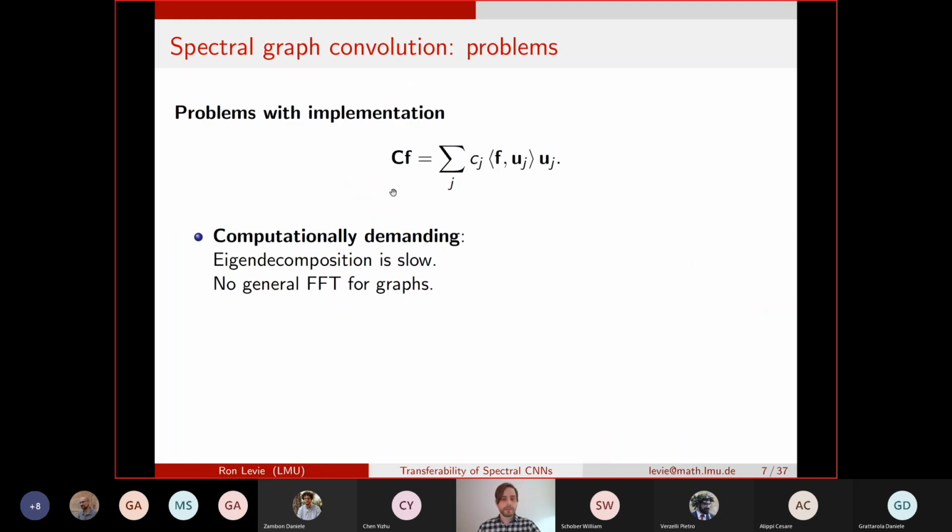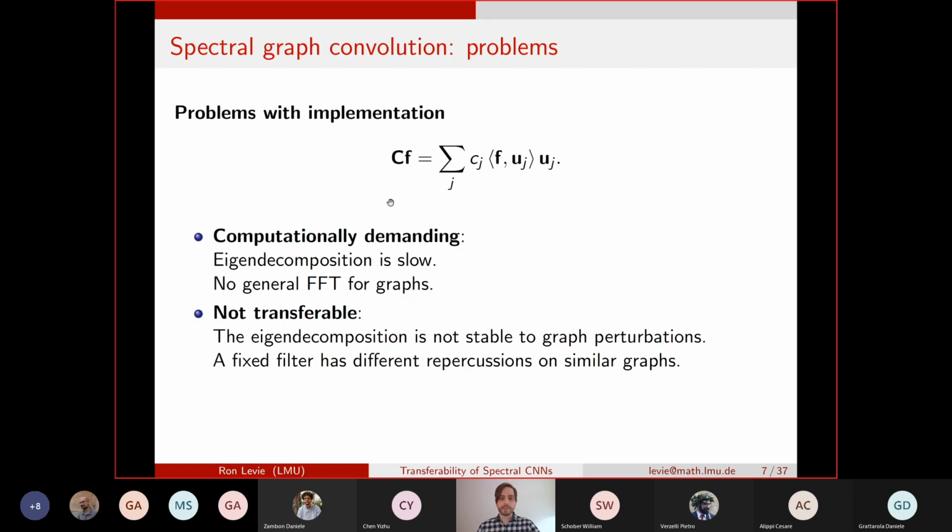Okay, so this definition, it's not just a definition, it is also an implementation. If somebody gives me a graph and a signal, I know exactly what to compute. But as an implementation, it has two major drawbacks. First of all, it is computationally demanding, because if somebody gives me a graph now, I need to first of all compute the eigendecomposition of the Laplacian, and this is inefficient. And even if the data set consists of just a few graphs and I can pre-compute the eigendecomposition of the Laplacian, I still need to compute all of these inner products explicitly, and I need to compute the sum explicitly, and this is inefficient because there is no general FFT algorithm for graphs.